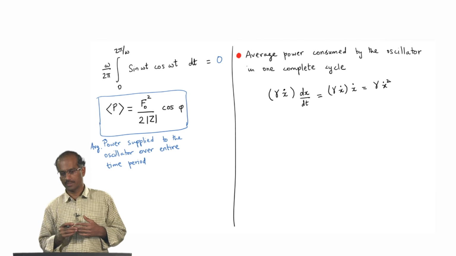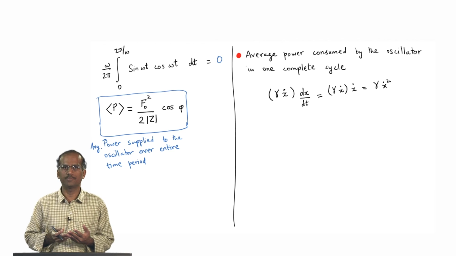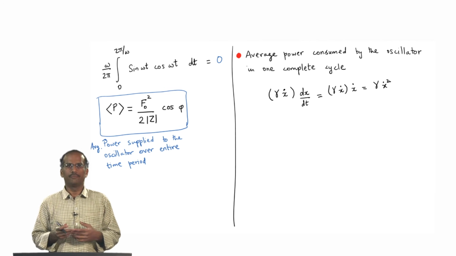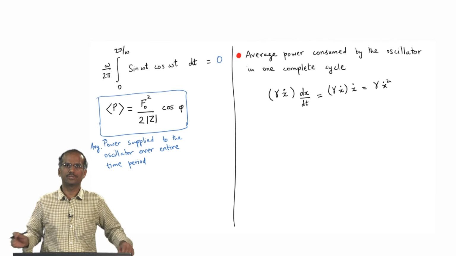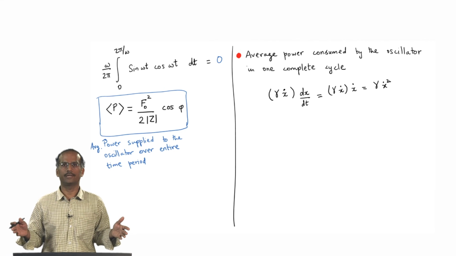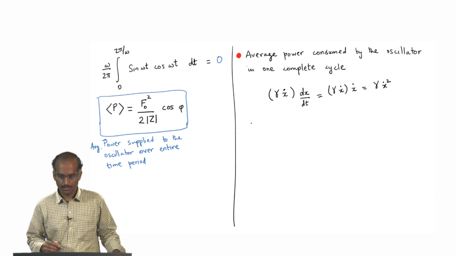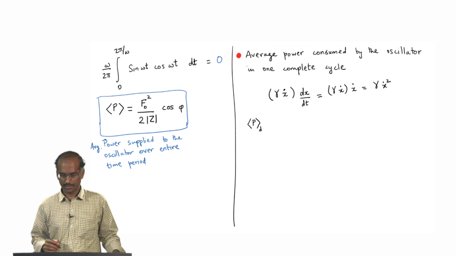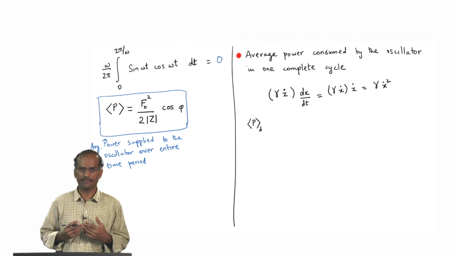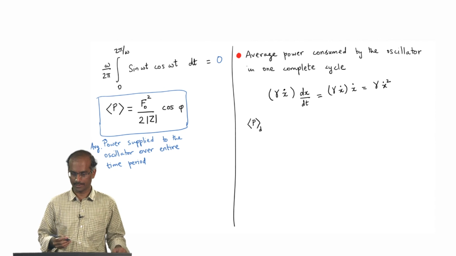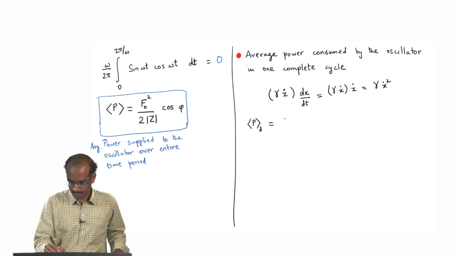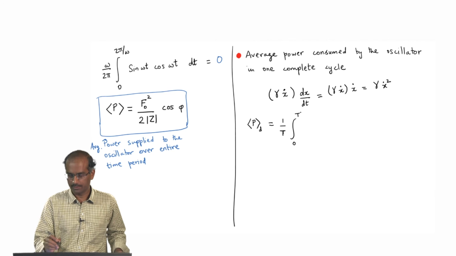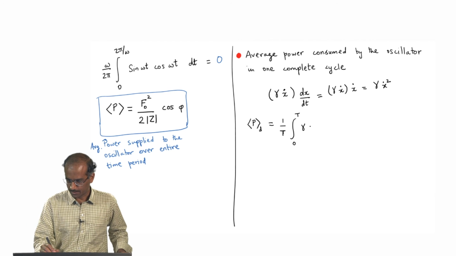So, what we have is an expression for the instantaneous power that is consumed by the oscillator. We will do the same trick again. You compute this quantity over the entire cycle. Let me use the symbol average P with a d in the subscript to indicate the average power that is dissipated by the oscillator, and this would be again 1 over T, going from 0 to T. You integrate this quantity gamma x dot square dt.